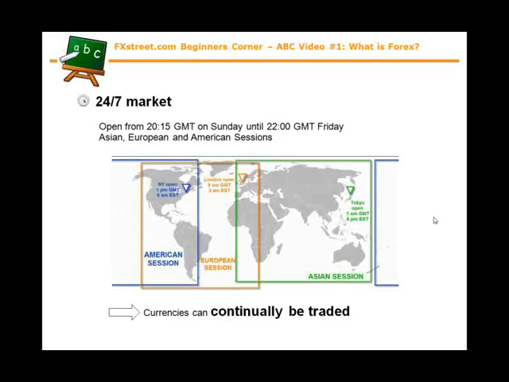When we talk about a 24/7 market, it's because there is always one market open, starting with the Asian session, following with the European one and the American one later. The fact is that there is always one market open that lets you be trading. As you can see, sometimes the sessions even overlap each other. Currencies then can continually be traded.